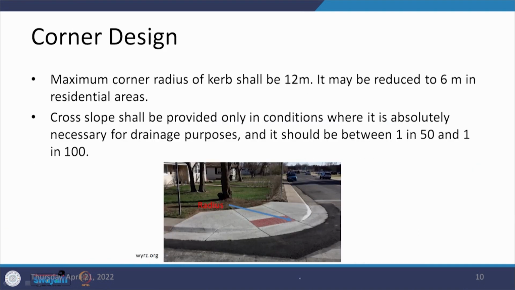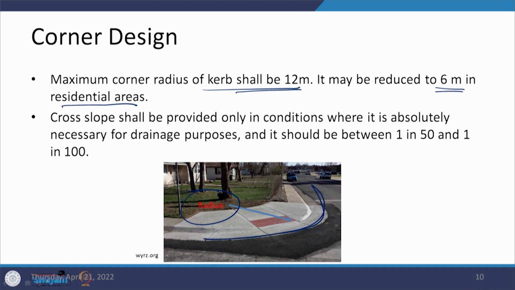Now, when we look at the corner at a junction, we also need to see that if you provide this type of facility at 90 degrees, then it is probably not so conducive even for the vehicles to negotiate this curve. So, we need to provide some radius here, and this radius is a maximum of 12 meters and can be reduced to 6 meters in residential areas. So, this is the type of thing we are trying to provide here.